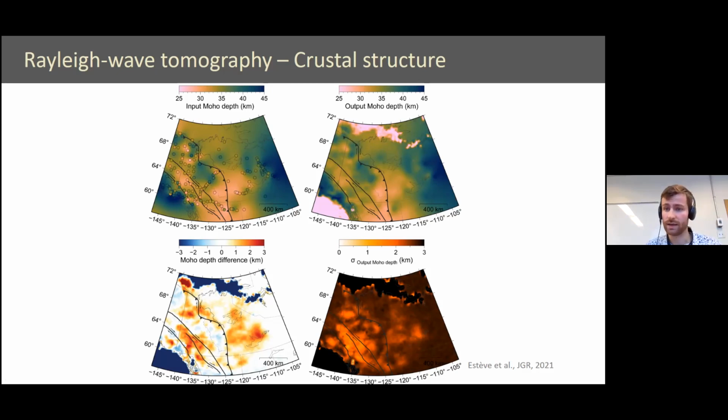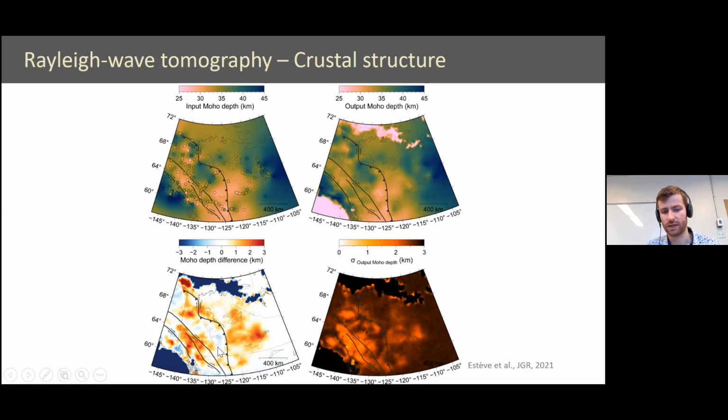But we note also that there are other differences. So for example, here we have the MOHO depth difference between the output and the input. And we see pretty slightly deeper MOHO depth estimates in the Canadian Shield, but also in northern Yukon and between the Tintina and the Denali Fault.